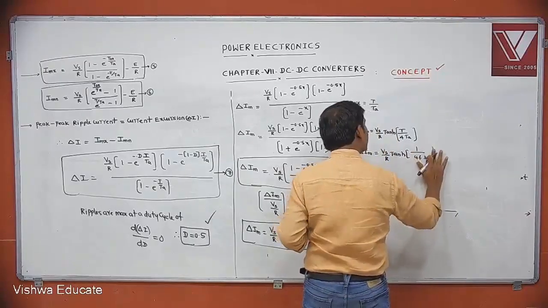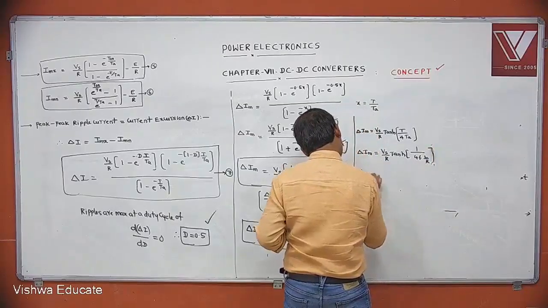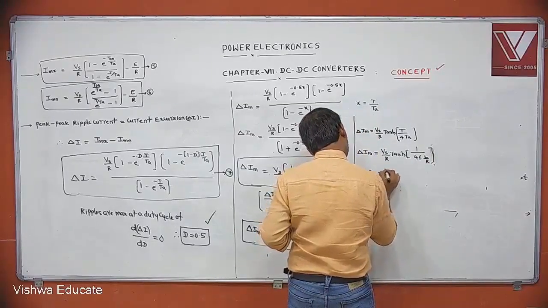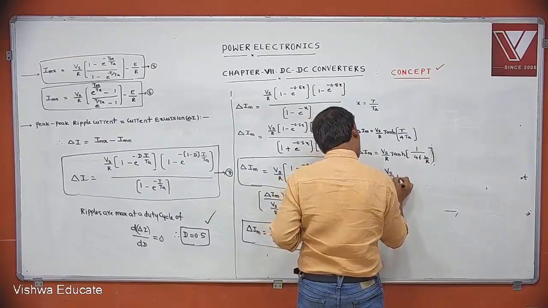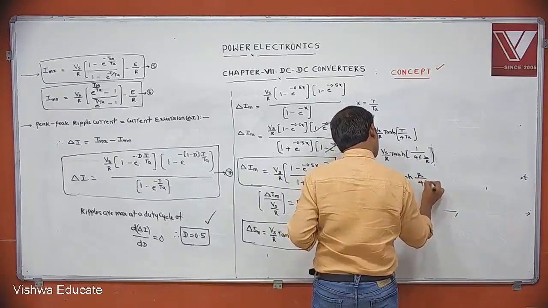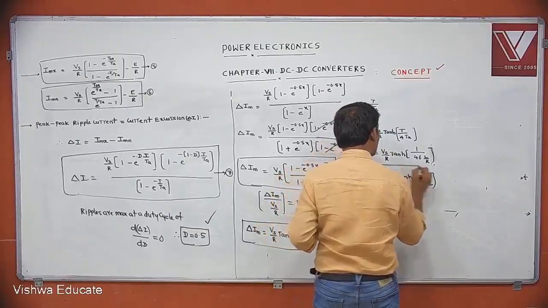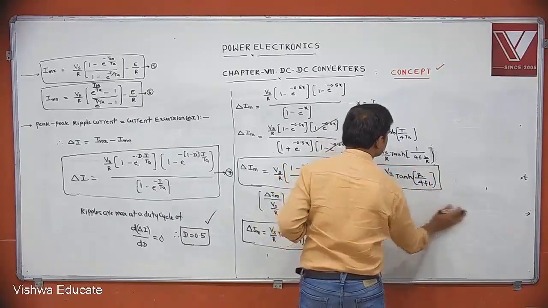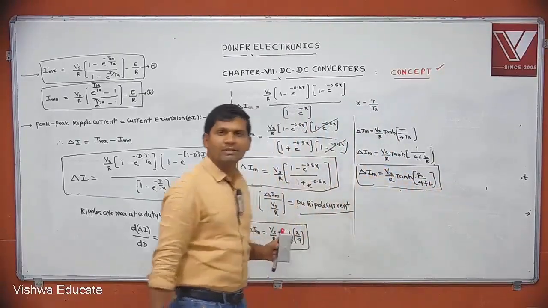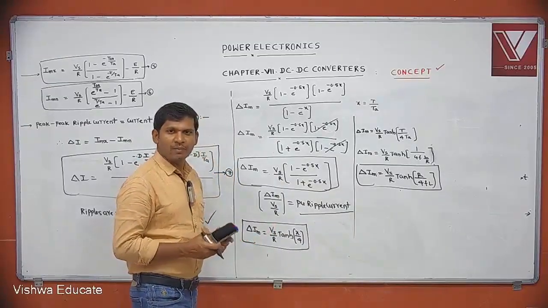Then by simplifying this, what do you get? Tell me. The maximum ripple current equals Vs by R into tanh of R by 4FL. This is the maximum value of ripple current. This is one more expression for the maximum value of ripple current, tanh of R by 4FL, a hyperbolic function.